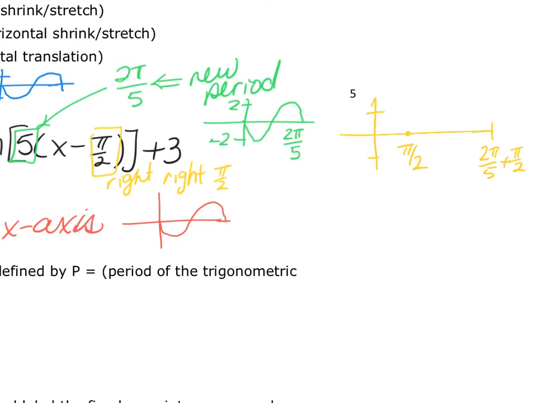It's going to start down, go up, and look something like that. Not drawn well, by the way. Let me try that again. So it's going to look like this. So that's where we are so far. So 2 and negative 2.